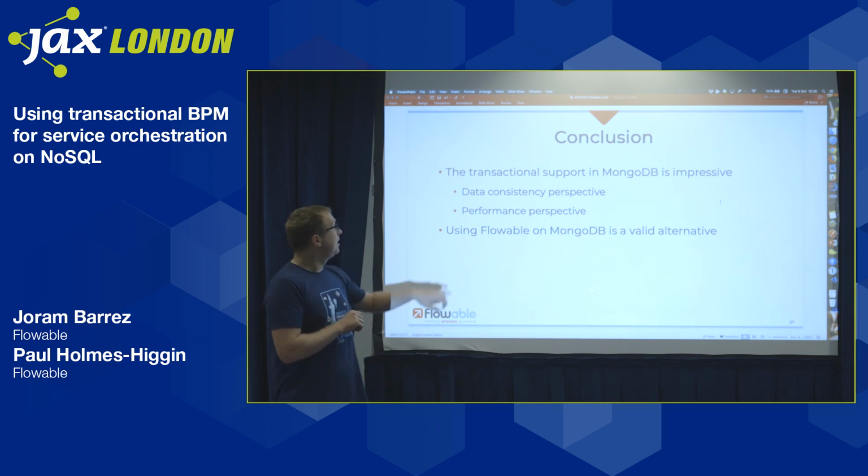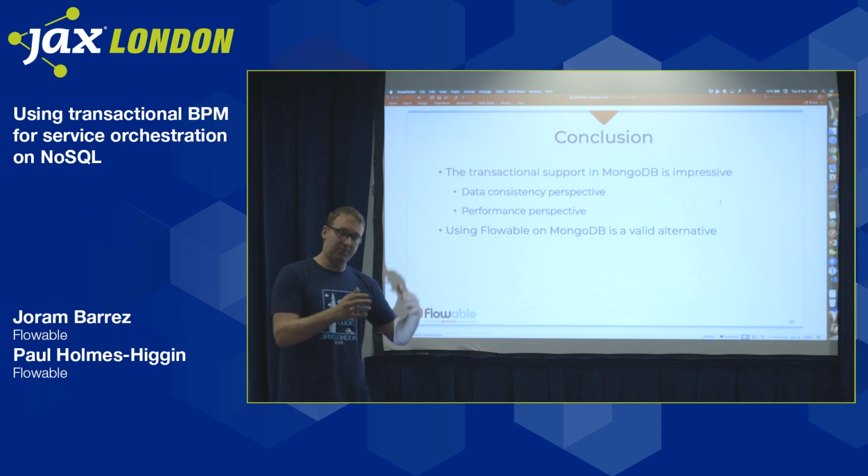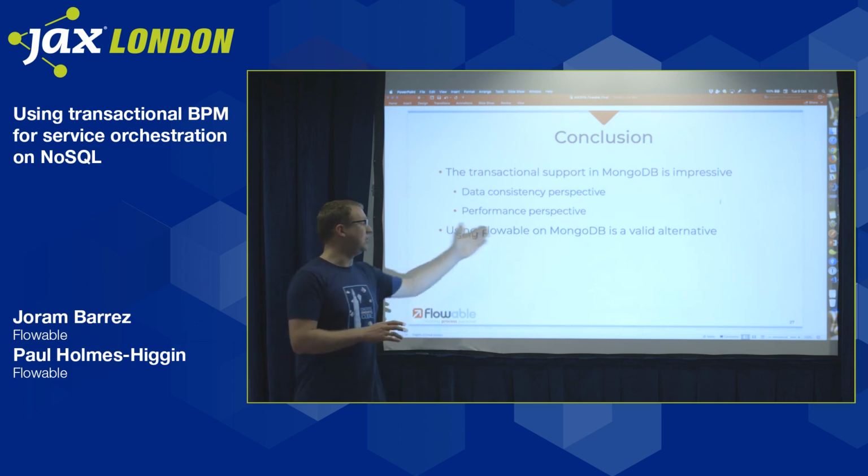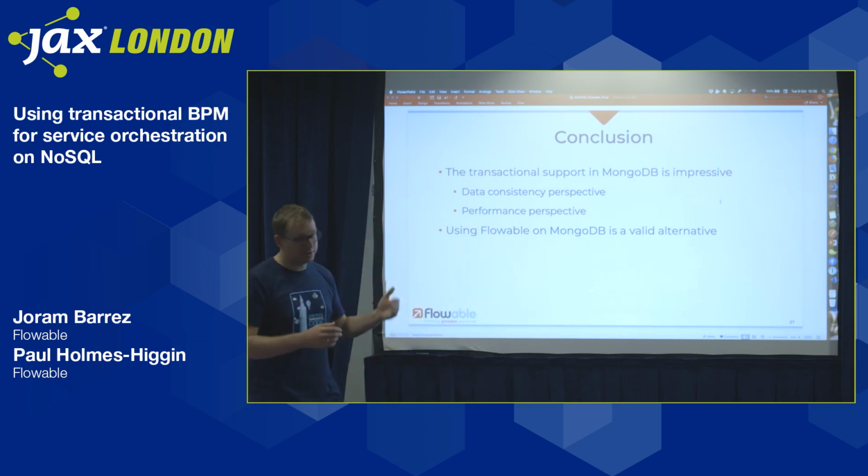which is technically, if you ask me, quite impressive. A second thing is that the numbers we were getting were actually quite good. They were in relatively the same ballpark as the relational ones. So the conclusion we're going for is that, for us, running Flowable on top of MongoDB is really a valid alternative right now.